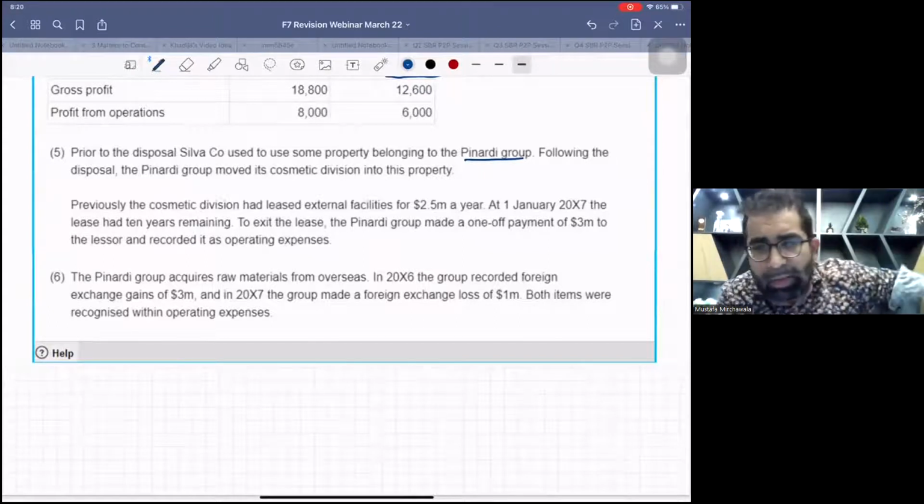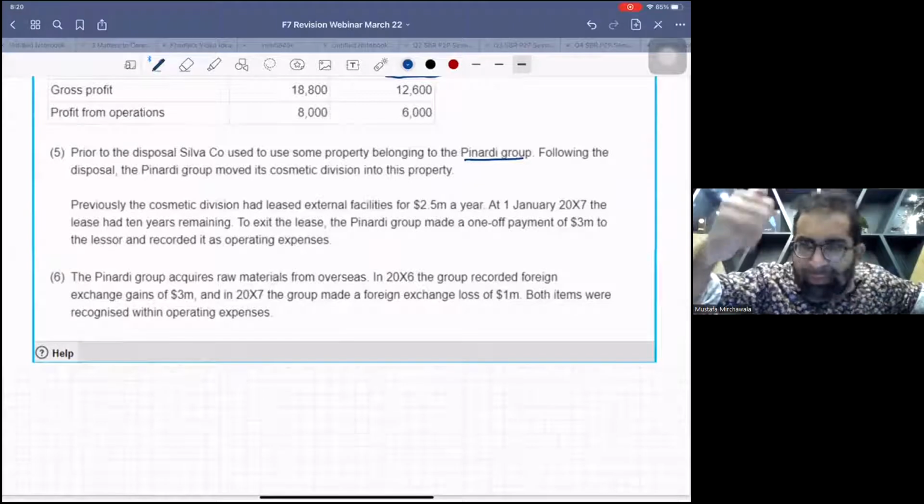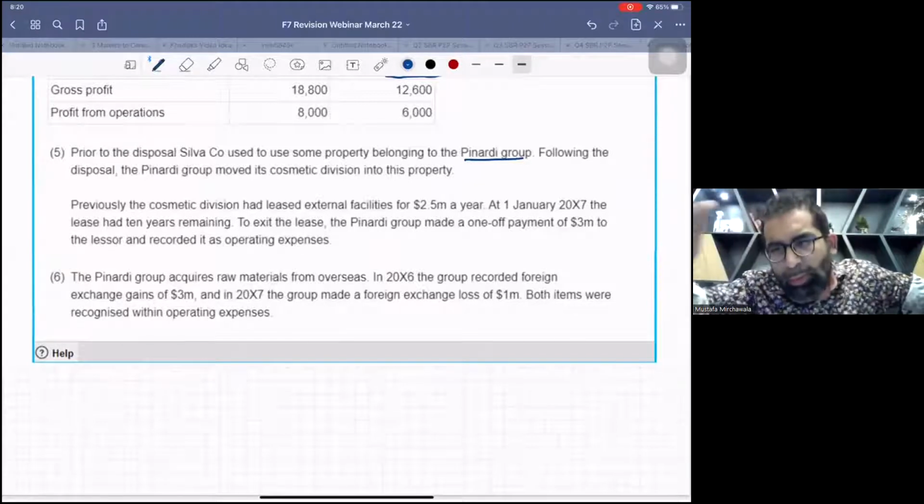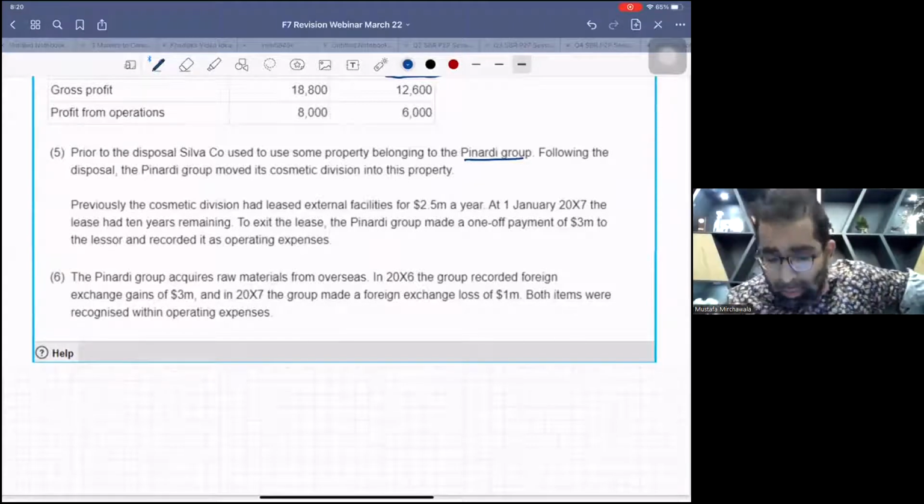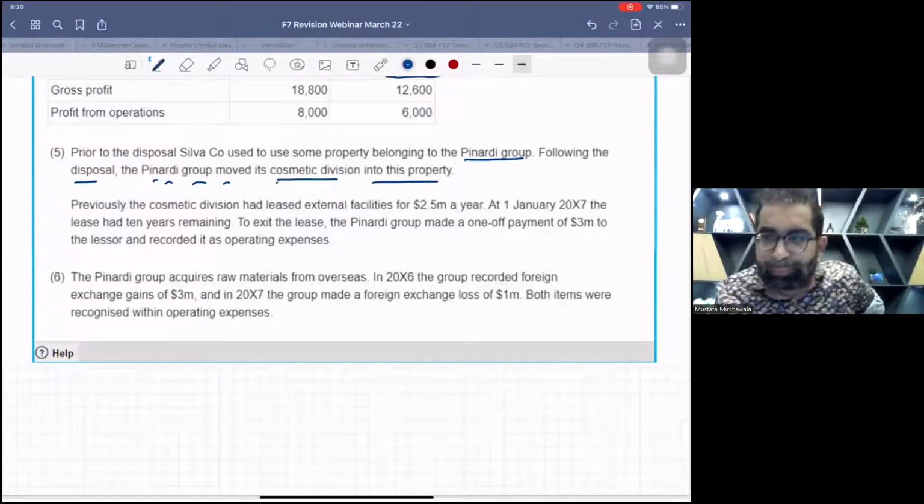Previously we were the parent company of Silva. So we had given some of our properties, we allowed them to use our properties. Okay. Now, following the disposal, Pinardi Group moved its cosmetic division into this property. This is a very good move.